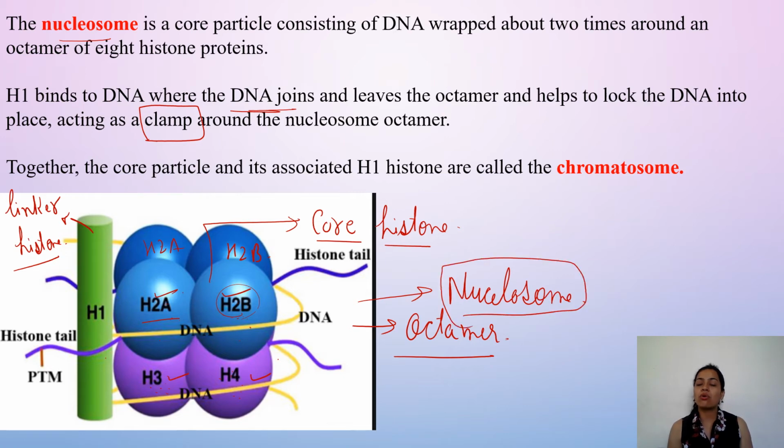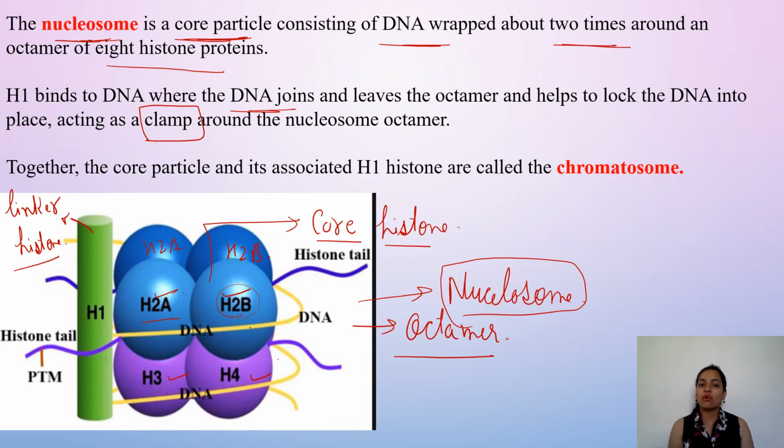Fine. So this whole complex is known as a nucleosome complex. There are multiple nucleosome complexes in a whole DNA, and this nucleosome complex helps in the packaging or the folding of the DNA. That's why it is mentioned here that the nucleosomes are the core particles, the basic unit of packaging of the DNA, which consist of DNA wrapped about 2 times around the 8 histone proteins, which is the histone octamer, which we just saw.